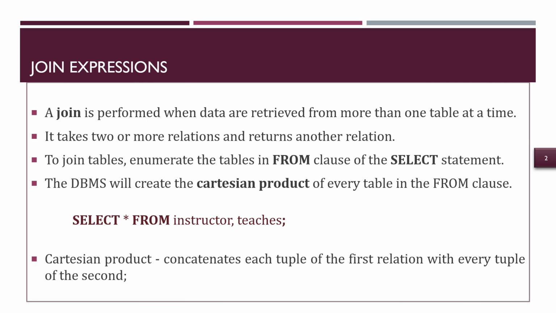So the Cartesian product is nothing but the concatenation of each tuple of the first relation with every tuple of the second relation. So it is a type of join. The list of tables to be joined needs to be included in the from clause of the select statement.